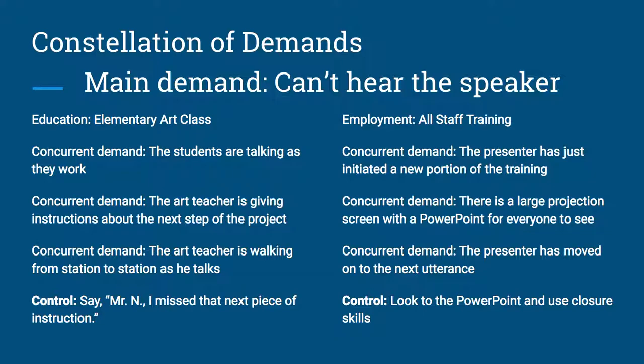Conversely, in the employment setting, let's look at the concurrent demands. The presenter has just initiated a new portion of the training. There is a large projection screen with a PowerPoint for everyone to see. The presenter has moved on to her next utterance or her next sentence. Here, my control choice is to look at the PowerPoint and use closure skills with what I see and what I heard.